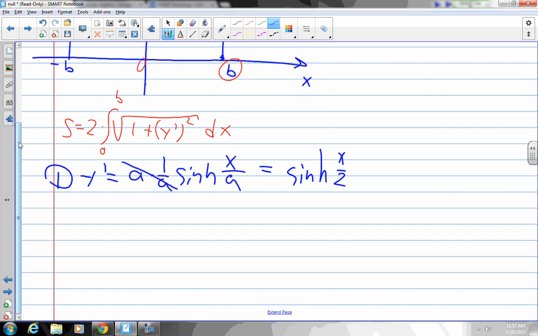Not over 2, over a. I don't know why I wrote 2, for no reason. A is just a general constant. Could be 2, but we're doing a general thing, right?